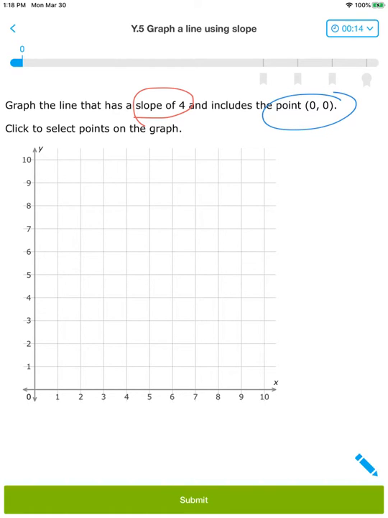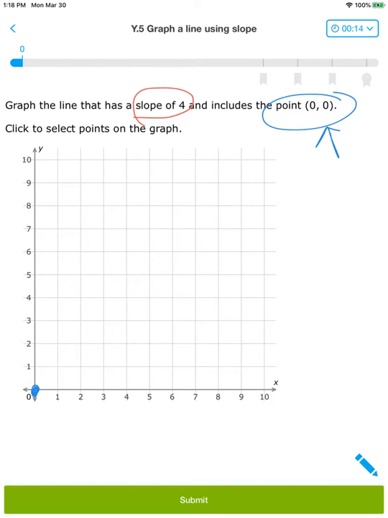So the nice thing about this IXL is it will always give you a point to start with. So you always want to start with wherever it tells you to start. It says 0, 0, so I'll come down here and put a dot on 0, 0. I'm not on IXL right now, so that's why I had to draw my dot, but for you, you'll just touch and it will go ahead and put a dot there.